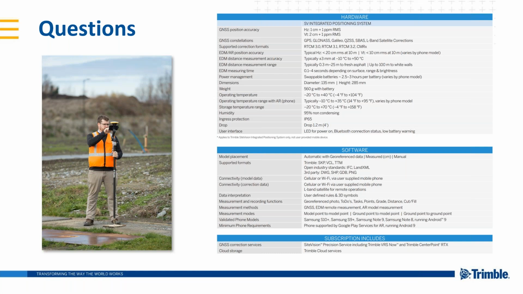So there's a question here: can you put the model into the phone directly without Trimble Connect? The answer is no. There is an offline workflow where you can use the system out in the field without an internet connection. In that instance, you are loading the model that's stored locally on the phone, but the model has to be delivered to the phone when you are online via Trimble Connect.